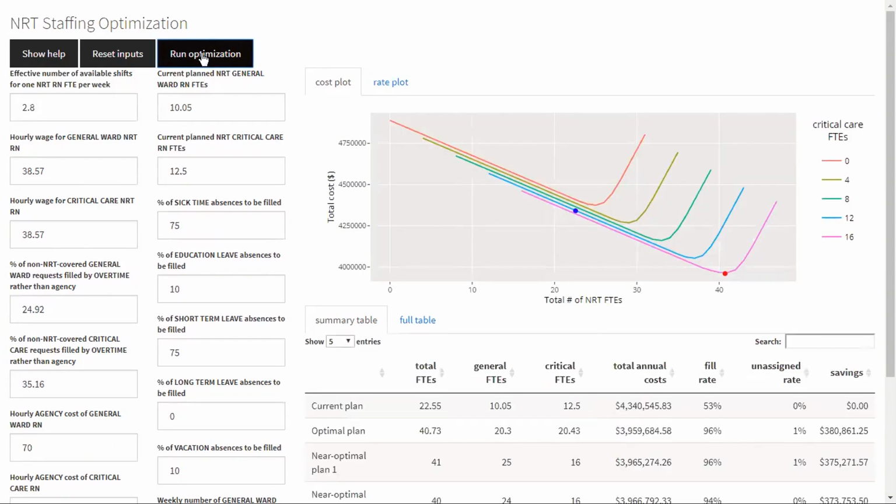What we can see is that the optimal number of NRT FTEs has actually increased up to around 41 FTEs, and the optimal number of critical care certified FTEs has increased to 16. By iteratively rerunning the model with different sets of input parameters, the decision makers in the hospital can gain a sense of what the reasonable ranges would be for an NRT in the hospital.